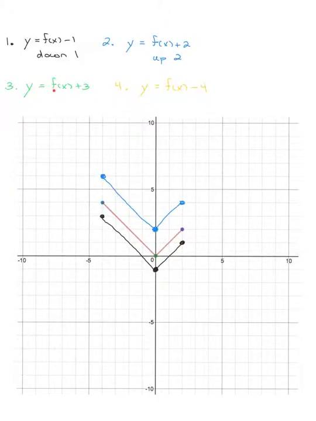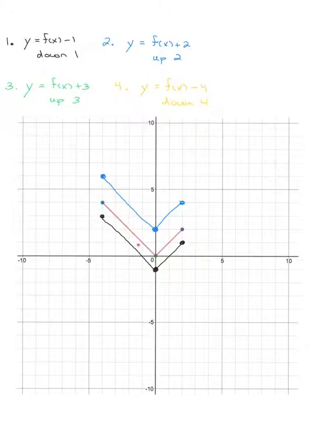So just to get a couple others, clearly this one's going to be up 3, this one's going to be down 4. So let's see. This is up 3 because we're adding 3. This one is down 4 because we're subtracting 4. Changing the y values, it works exactly as you would expect.